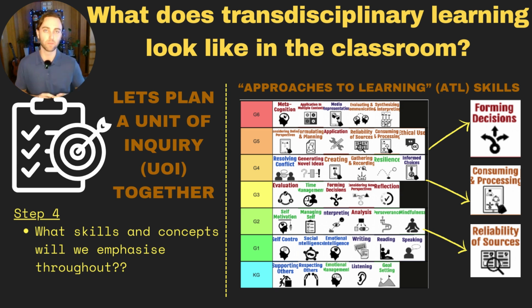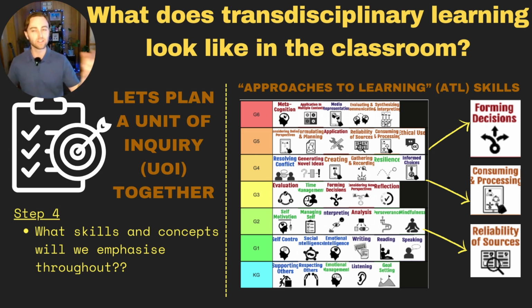However, we think it's really important to explicitly emphasize these and teach students how to do this and how to get better. These ATL skills come up very, very often in feedback sessions with the students, but it's really important in the planning of a unit of inquiry to emphasize it so that we make sure that it is there in the student's brain. And so for our unit of inquiry, we're going to be emphasizing forming decisions, because that is what our governments are meant to do for us.